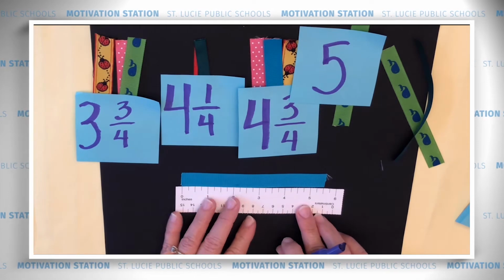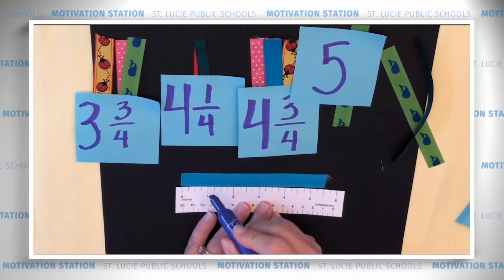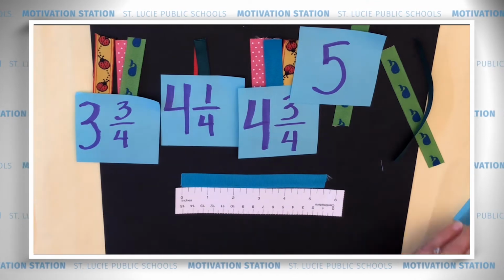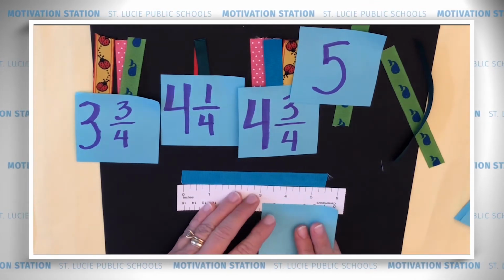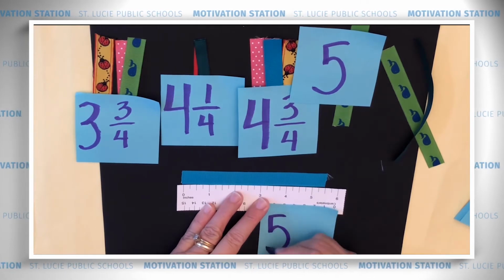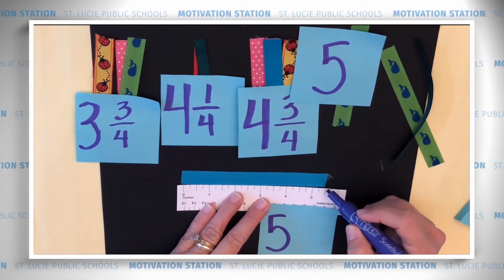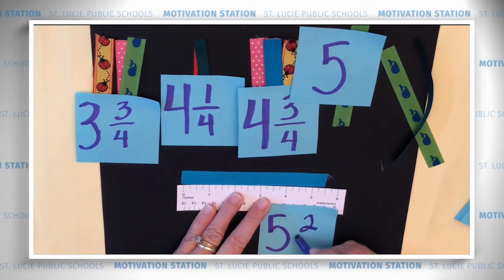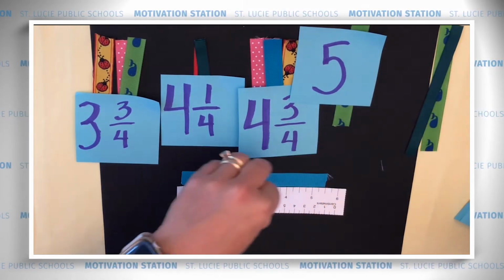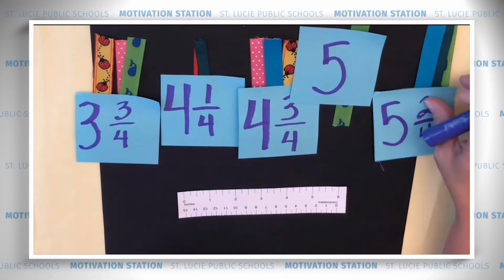If I start here, I count my whole numbers again, and I count 1, 2, 3, 4, 5 holes. And then how many fourths does it go? It counts 1, 2 more fourths, so 5 2/4. And now I'm ready to make my line plot graph.